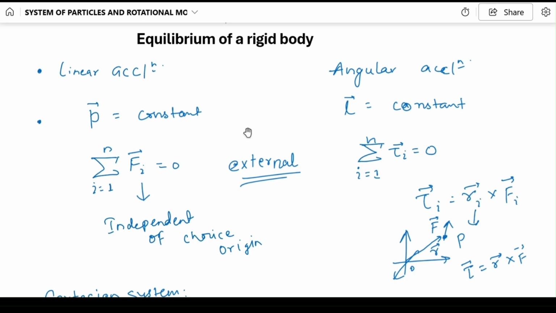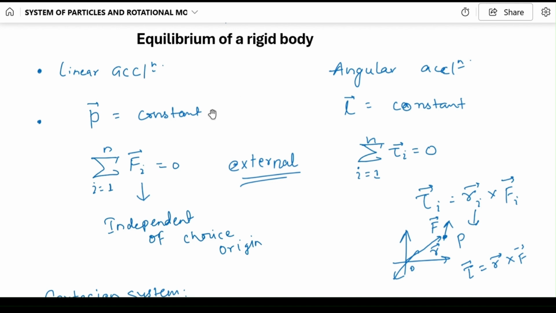Let's continue our discussion. But before that, let me summarize what we have discussed in the last video. So we started our discussion about equilibrium of a rigid body. A rigid body is said to be in equilibrium if linear acceleration as well as angular acceleration is zero. That is, linear momentum and angular momentum, these two are constant. There is no change in linear momentum as well as angular momentum.